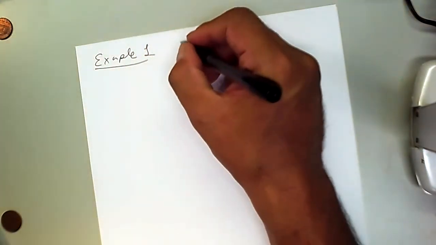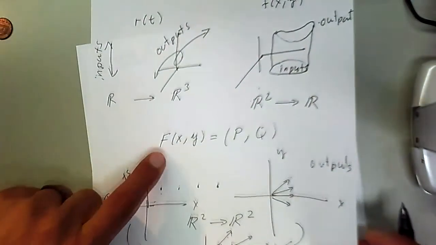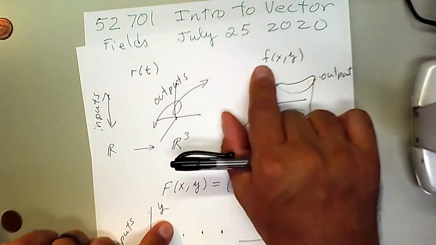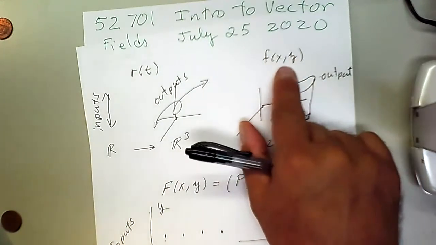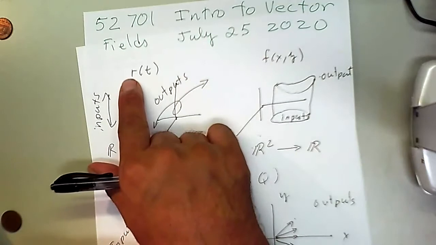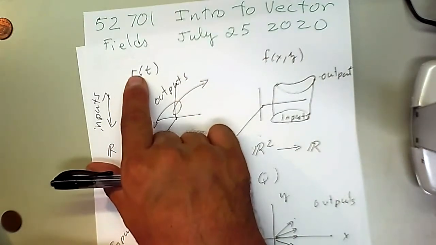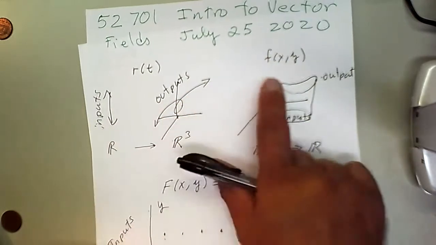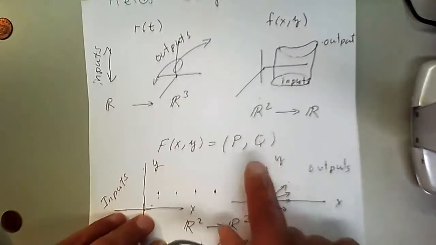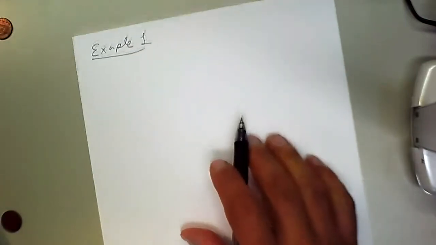Let's look at a small example. Example 1. So we typically use the letter F, capital F, when we have a vector field, lowercase f when we have just a function of 2 variables with one output, and R is the one we typically use for going from one input into 2 outputs, a curve. So curve, surface, vector field. Yeah, so now we are going to focus on the vector field.